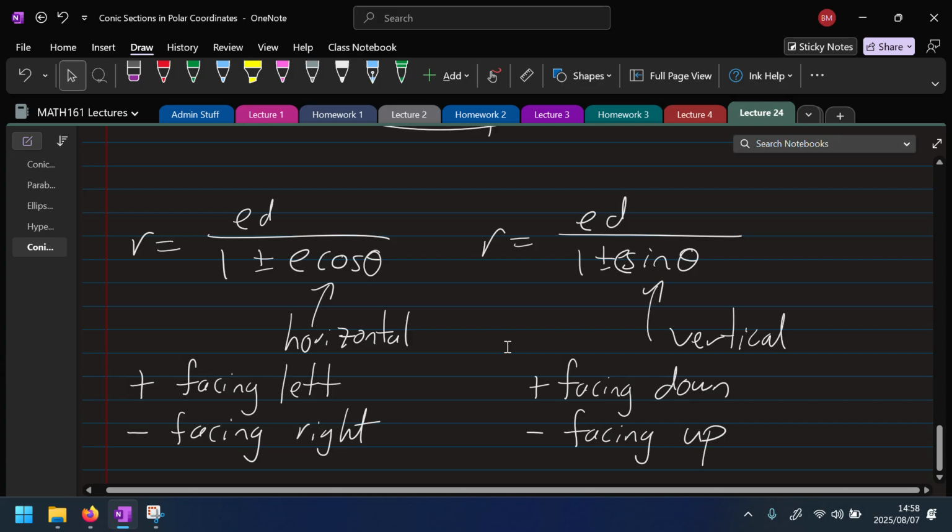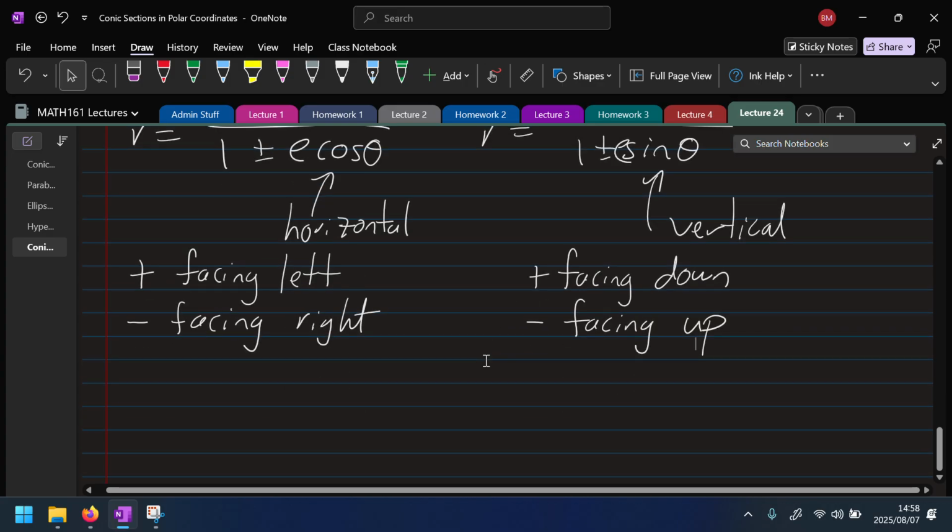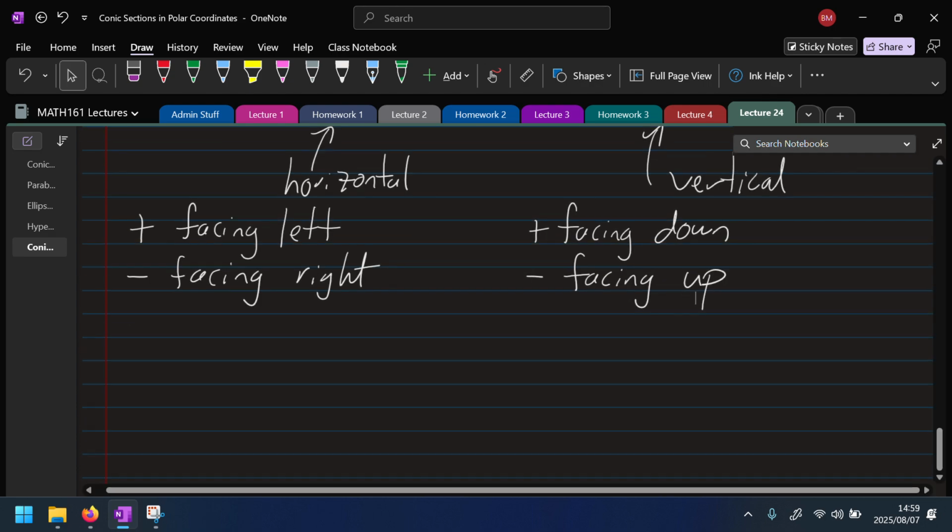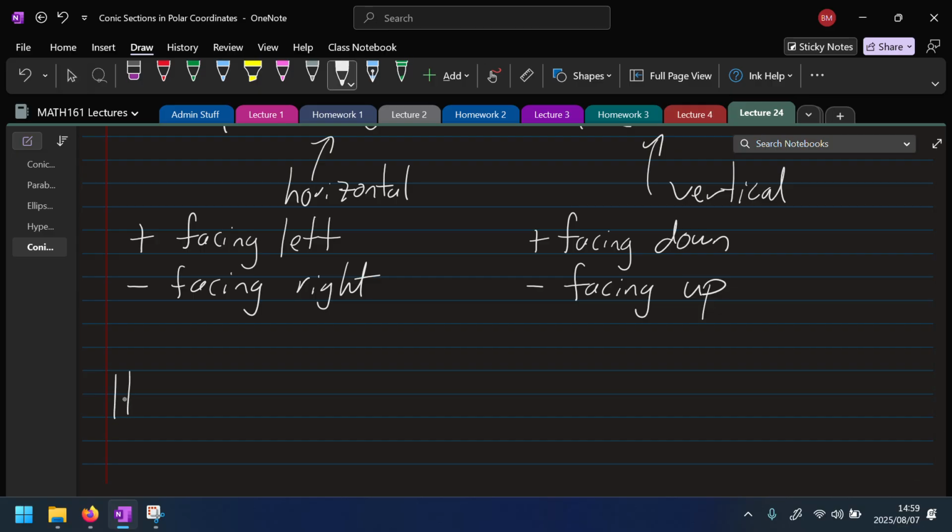Again, do that last bit of the tutorial. That will help you identify what shape it will be. Any questions? No. Okay, last bit of homework for today, and then we'll leave.